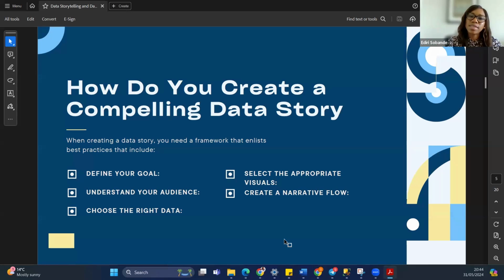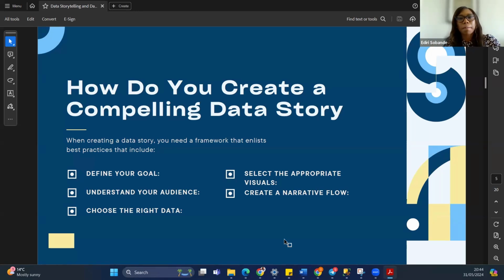But when you come to the marketing team or the sales team, you want to build another story. You want to create a different story for them that, again, appeals to their emotion, engages them, and will inspire a call to action. The third thing, which is also very important, is to choose the right data.